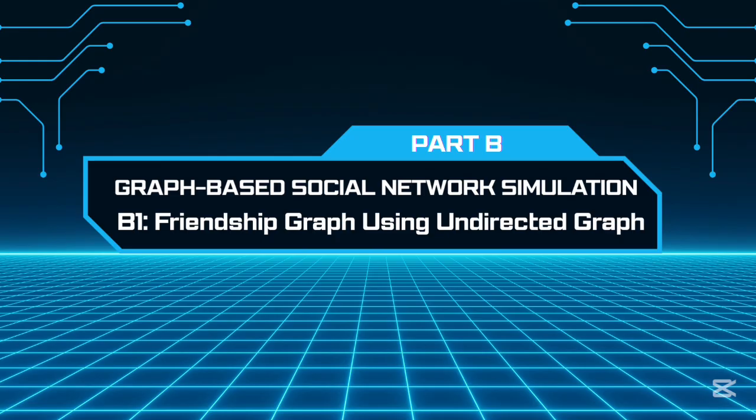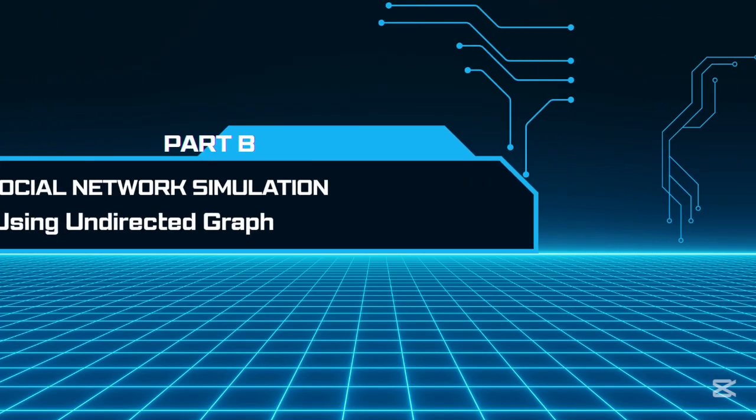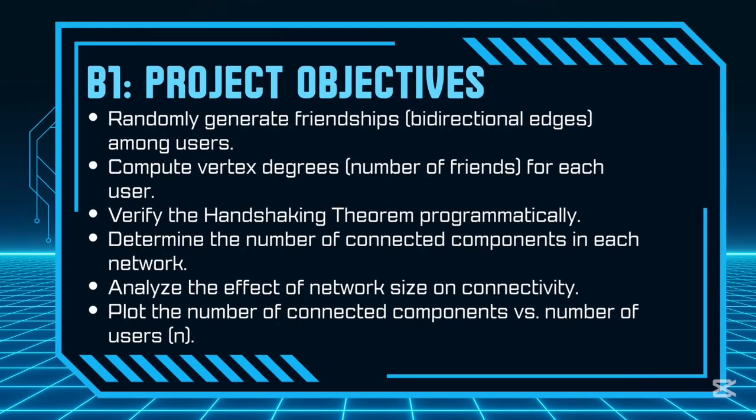This project is centered on creating and analyzing a friendship graph using an undirected graph. So now let's go to our next slide. This slide refers to the specific objectives for part B. Our objectives for part B were to randomly generate friendships, which are bidirectional edges among users.